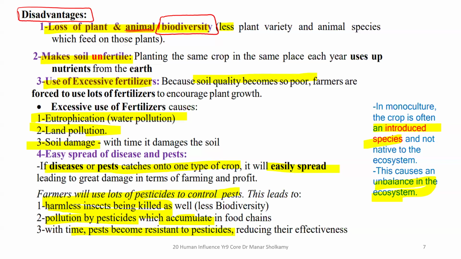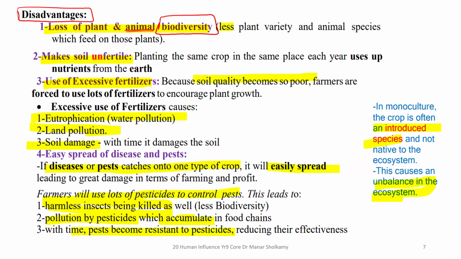You grow only wheat and it has been caught by a disease. This is a catastrophe because all your farm will be affected. So this is a very big disadvantage. If you have more than one type of plant, if you grow wheat and tomato and cucumber and the wheat crop has been destroyed, you have other plants to help you and finance you.